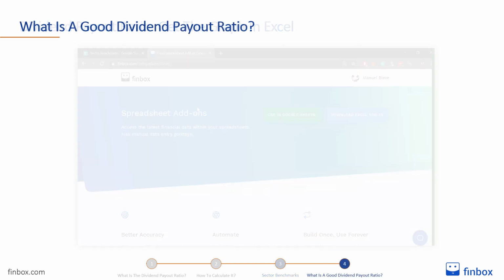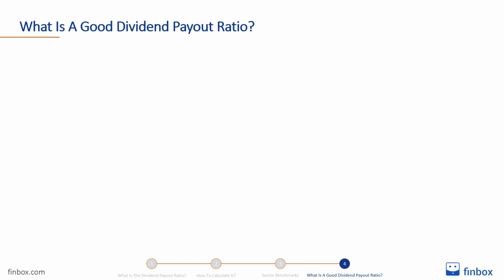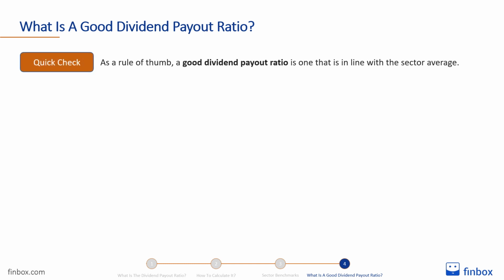If you try searching for an appropriate dividend payout ratio on Google, you will find a wide range of answers. For example, some resources state that a good dividend payout ratio is below 30%. Others say that a healthy payout ratio is between 30 and 50%, and so on. As a rule of thumb, a good dividend payout ratio is one that is in line with the sector average.